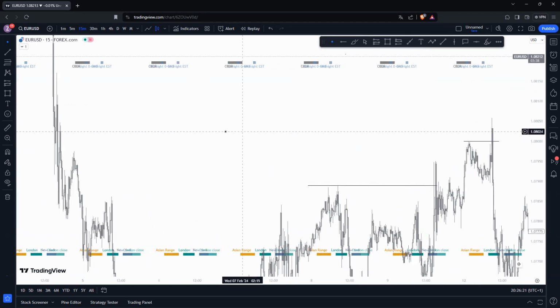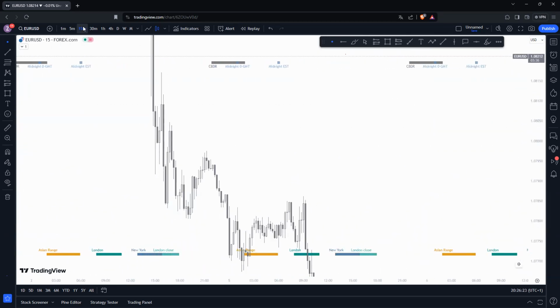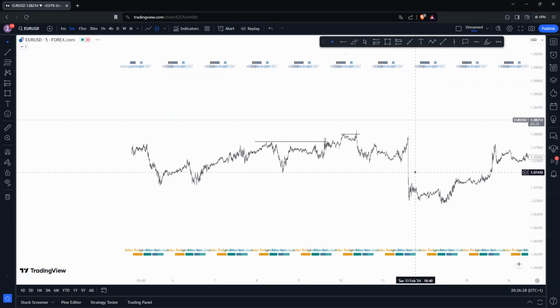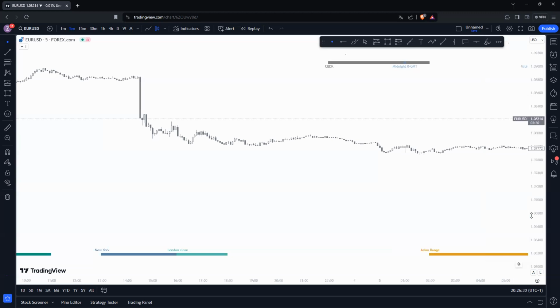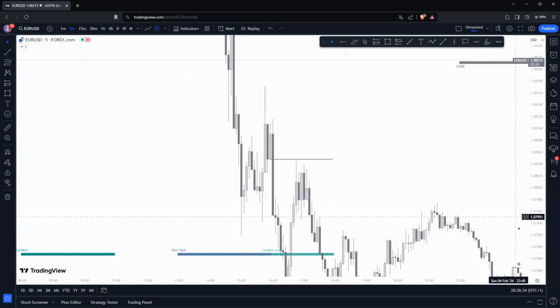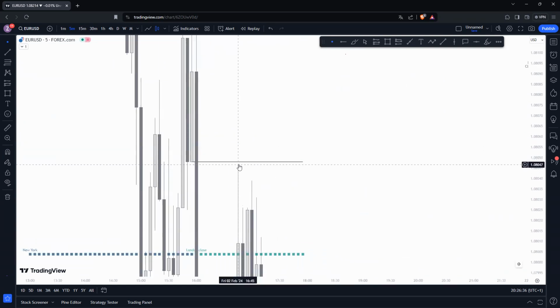We went down from what? An M15 engulf? I don't see any. So let's go to the M5. On M5, there was this fresh engulf right here. This is very fresh, as you can see, it did not get touched.